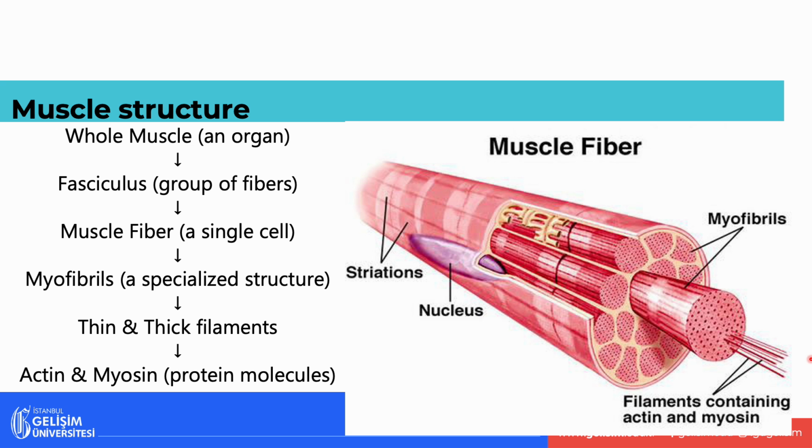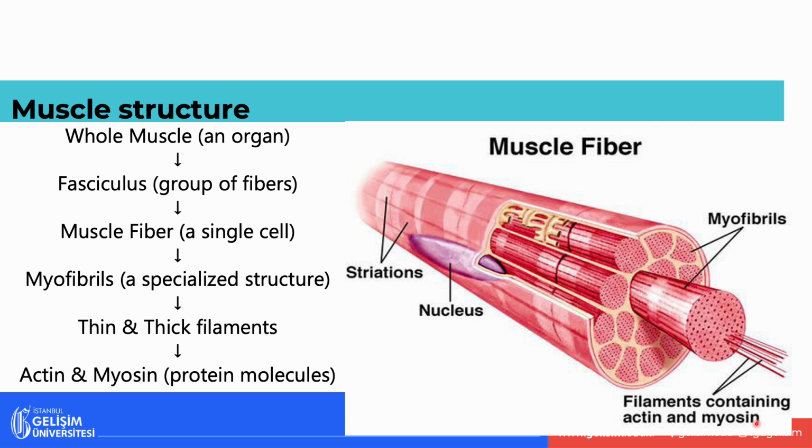Each individual muscle fiber is a single cell that's made up of many myofibrils. Myofibrils are specialized structures within the cell. The myofibrils are made up of thick and thin filaments that slide past one another to generate muscle contraction. The thin filaments are made up of proteins called actin, while the thick filaments are made up of proteins called myosin. So we'll be looking at both of these in detail in this lecture.